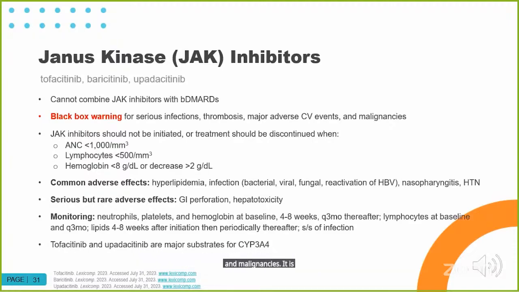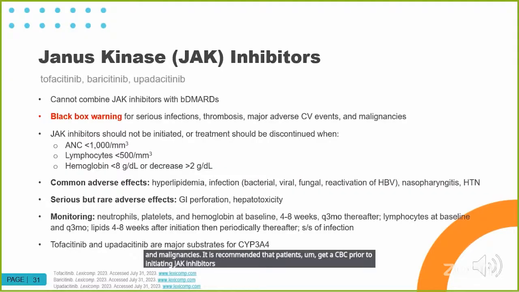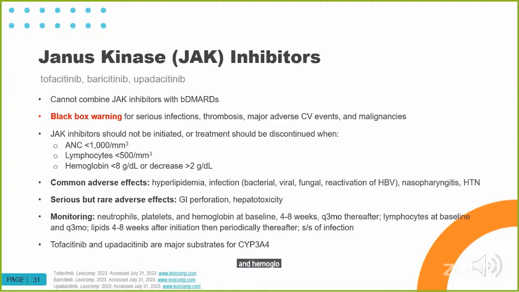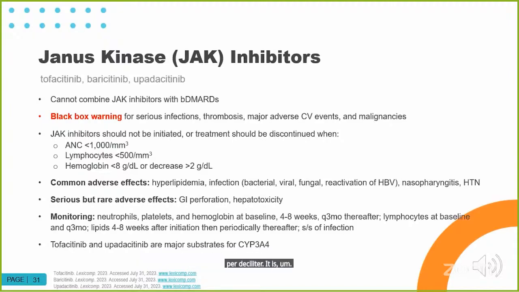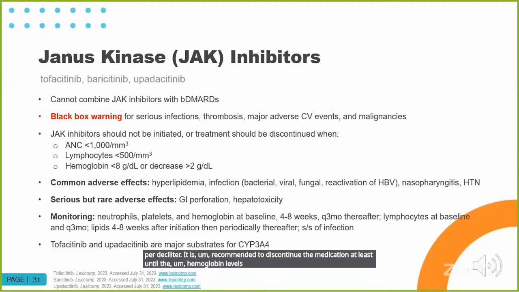It is recommended that patients get a CBC prior to initiating JAK inhibitors because we want to ensure that their ANC is above 1,000, lymphocytes are above 500, and hemoglobin is above 8 at baseline. These should be monitored while the patient is on therapy to make sure that it doesn't dip below those numbers. If the hemoglobin decreases by greater than 2 grams per deciliter, it is recommended to discontinue the medication at least until the hemoglobin levels go back to where it was at baseline or within normal limits.